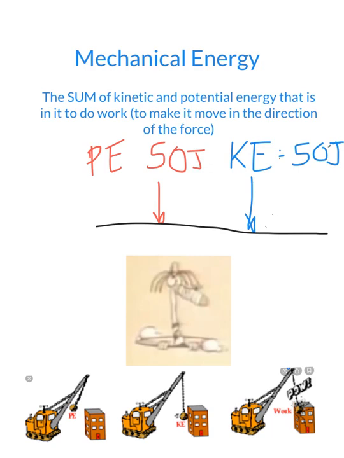But you'll notice in the picture how he put a big hole in the ground when he hit the ground? Well, he did work on the ground. He actually hit the ground with force and did something to it. This has to do with mechanical energy. Mechanical energy is the sum of kinetic and potential energy that is in it to do work to make it move in the direction of the force.